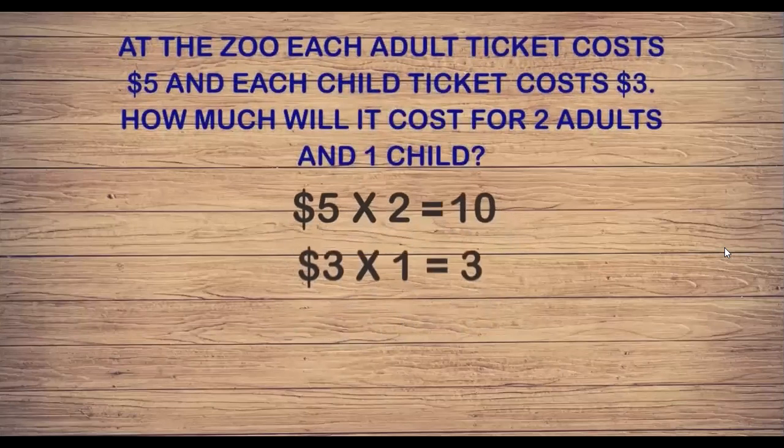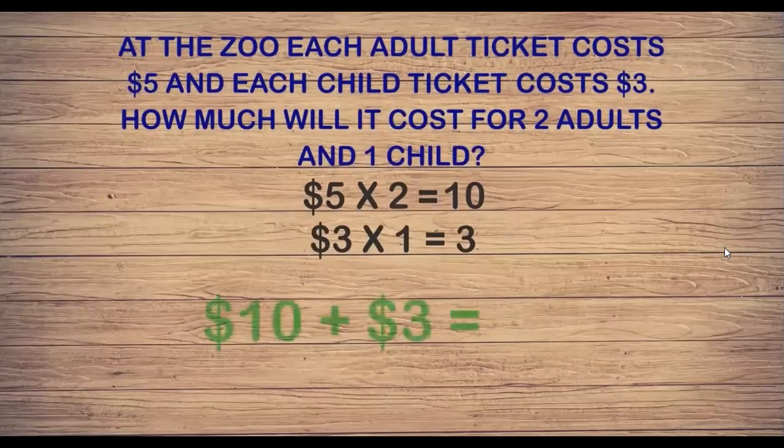The last step is to add both amounts together. $10 plus $3 gives us $13. So for 2 adults and 1 child, the total cost at the zoo is $13. Great job! One thing we can do to make sure we got the answer right is to see if it is reasonable. What I mean by that is 13 seems reasonable or makes sense to be the answer.